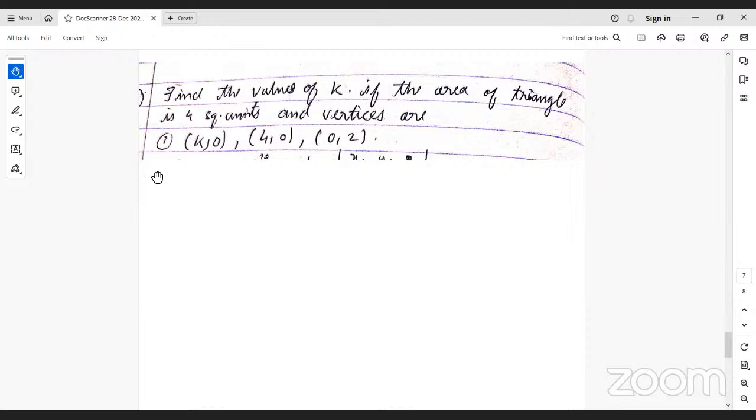Okay, so here already the value of area is given. Only you need to find out the k value now. So in the solution again, what we need to do here, same formula you will use.